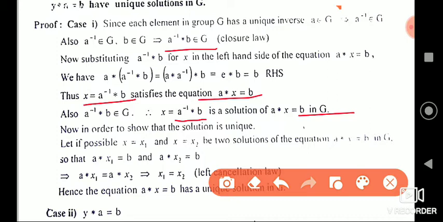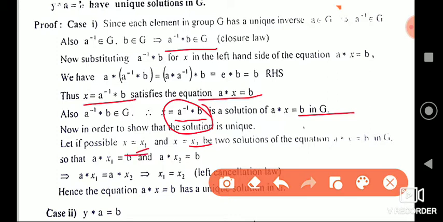We have to show that the solution A inverse star B of X is unique. If A inverse of B is a solution for X, then that is the only solution for X. There is no other solution. So how to do that? Possibly there are two solutions. Let's say the first solution is x1 and the second solution is x2.